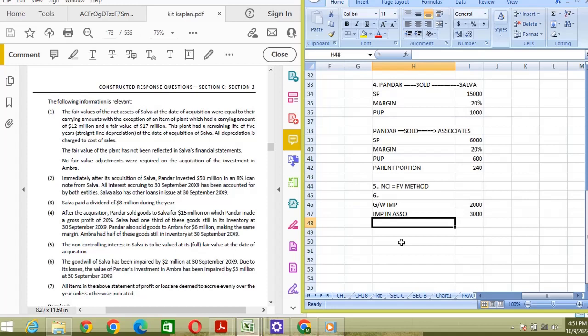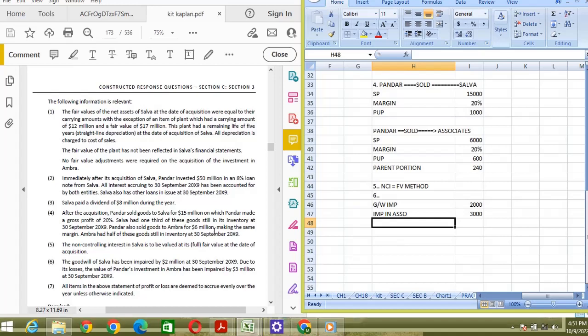Obviously, we will assume this. Sometimes the question might say that from this month to this month the profit has been this. That kind of scenario will be given in the question. In each and every question, you will find this line: all items in the above statement of profit or loss are deemed to accrue evenly over the year unless otherwise indicated.